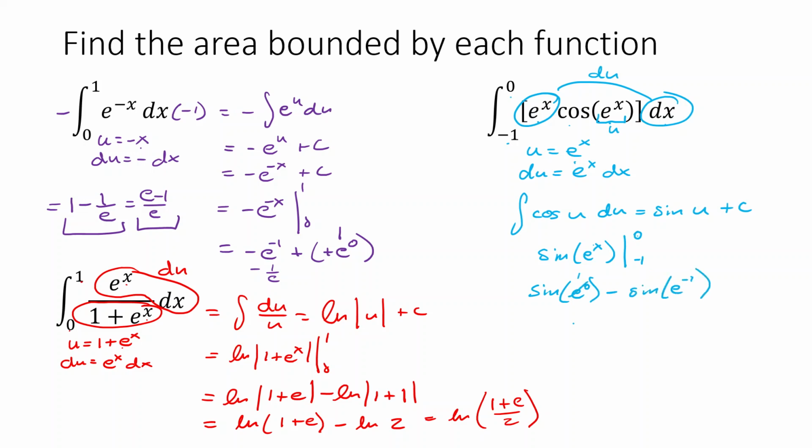E to the 0 is just 1. So we get sine of 1 minus sine of 1 over e. There's not really any way to simplify that I know of. I don't know what sine of 1 is off the top of my head, or sine of 1 over e. So this is just going to be our answer right there.